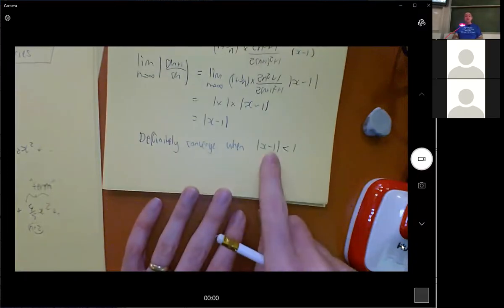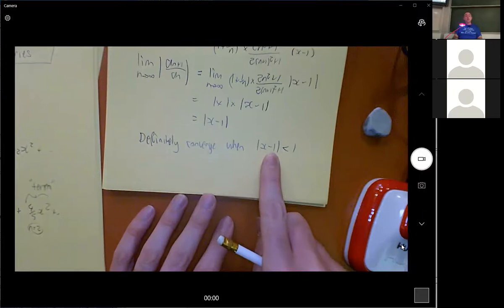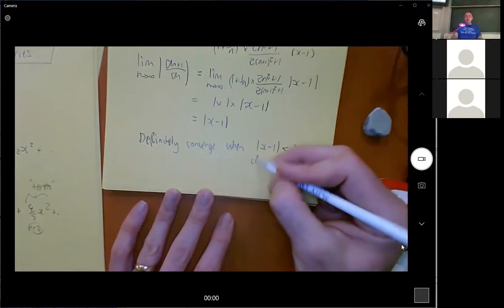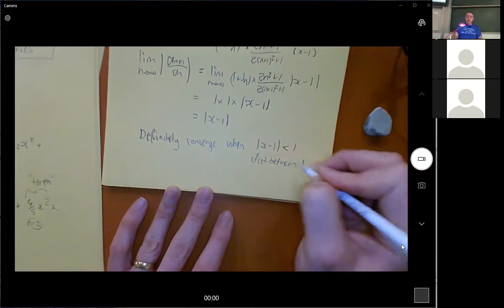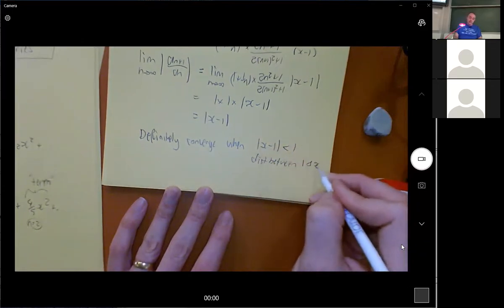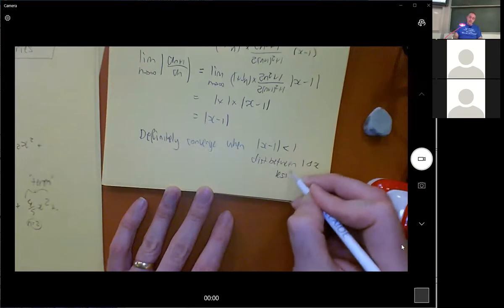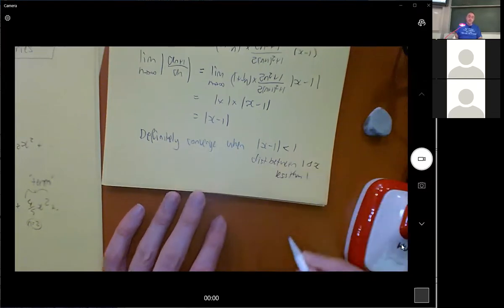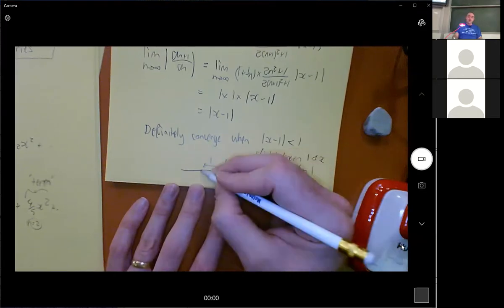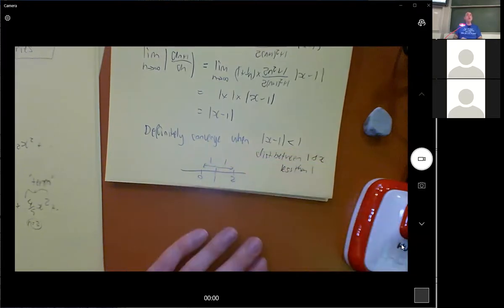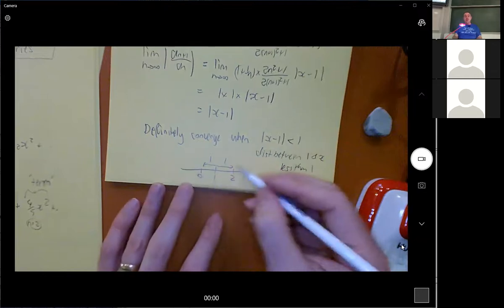The center is 1. So we're saying the distance between the center of 1 and x is less than 1. So here's the center 1. Here's a distance of 1 on either side. That gets me from 0 to 2. And so that's my interval of convergence from 0 to 2.